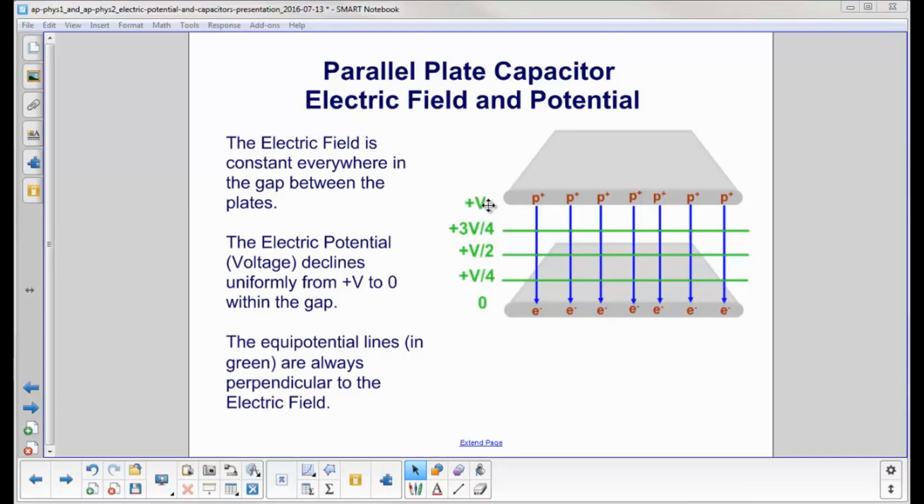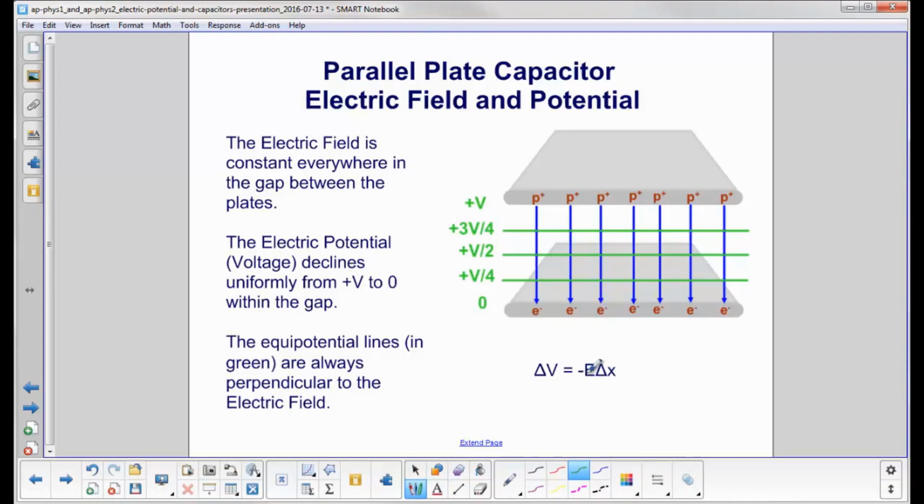You can see plus V, 3/4 V, 1/2 V. You can see how that's a linear progression there. On a ruler, this would be 0, 1/4 inch, 1/2 inch, 3/4 inch, 1 inch. Why is that just like that? Well, because of this equation right here. The change in voltage is equal to negative the electric field times the distance you move.